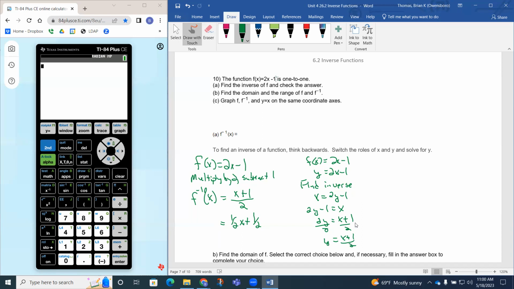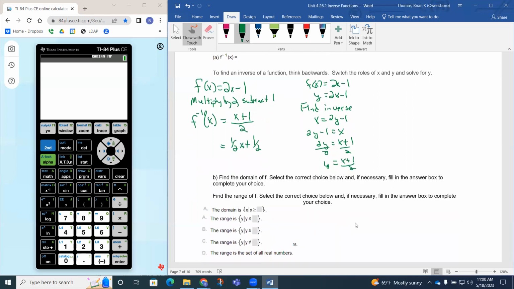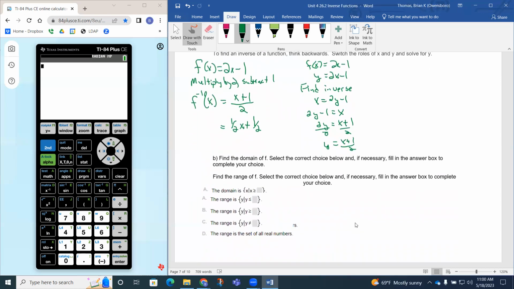So both of them are lines. So again, since they're both lines, the domain of f is just going to be all real numbers.